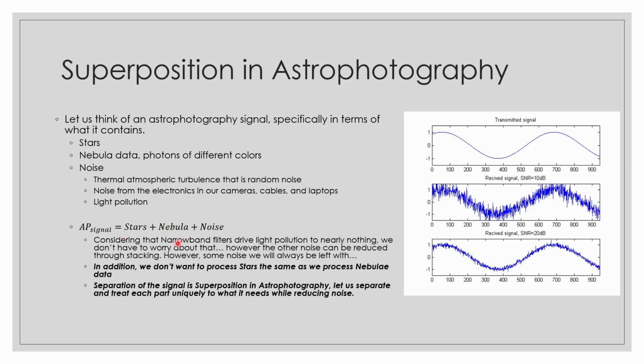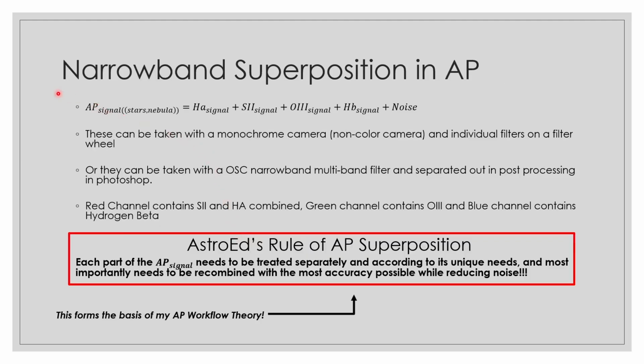In addition to all this, we don't want to do image processing on the stars the same way we do image processing on the nebula. And because of this, we want to separate the signal. The separation of the signal is this idea of superposition in astrophotography. So let us separate each part of our astrophotography signal and treat each part uniquely to what it needs while reducing the noise. So this gets me to AstroEd's rule of AP superposition.